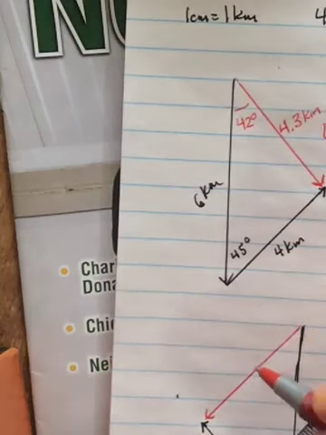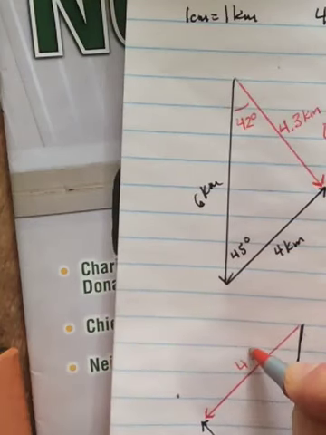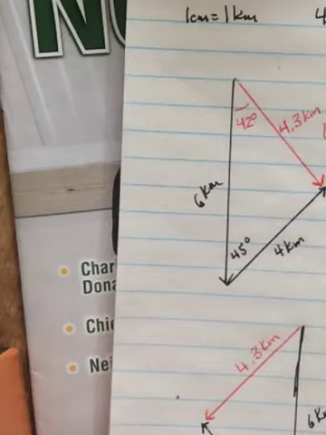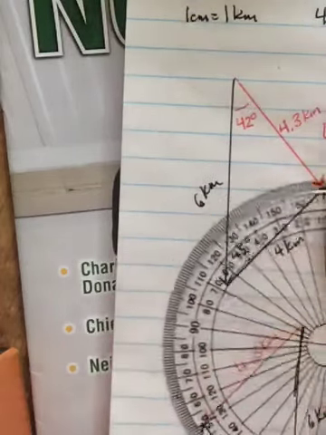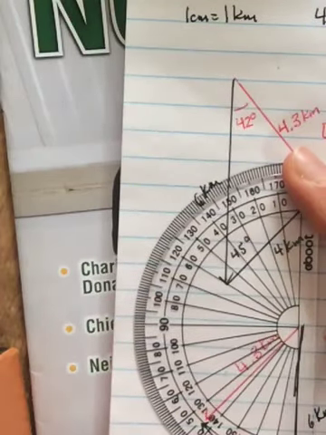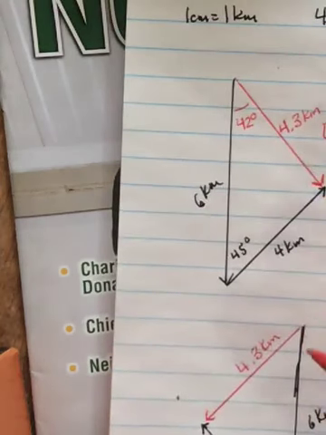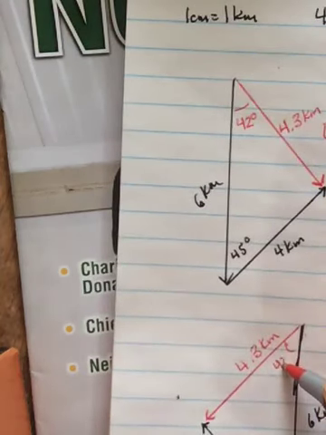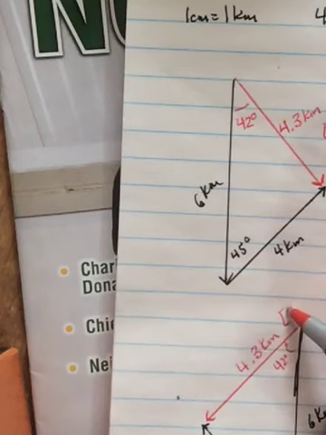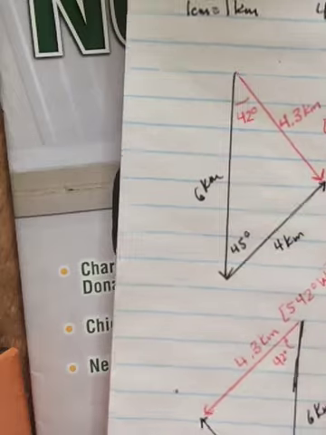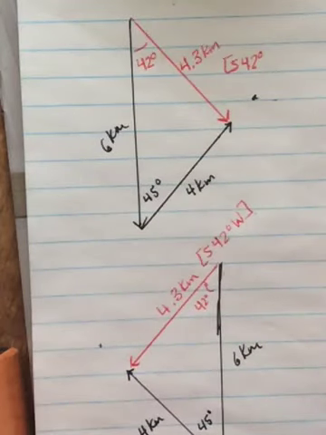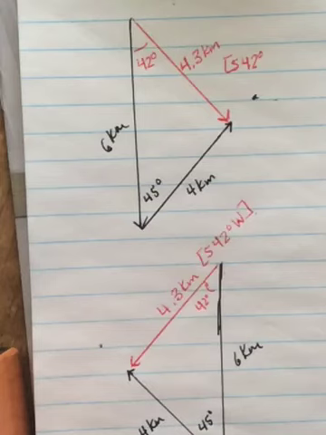And it's about 4.3 kilometers. Measure your angle. It's a little bit bigger than 40. It's about 42. It will be south 42 degrees west, as opposed to east last time. Okay, so that's part A. Then it says calculate the average velocity.